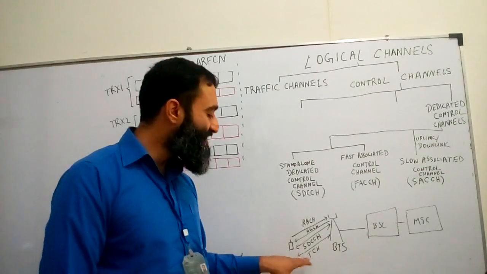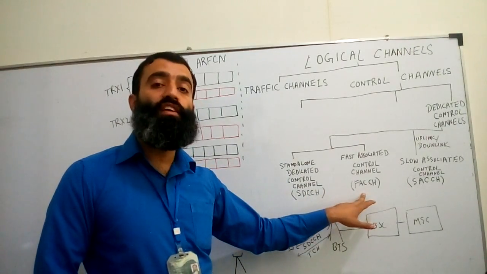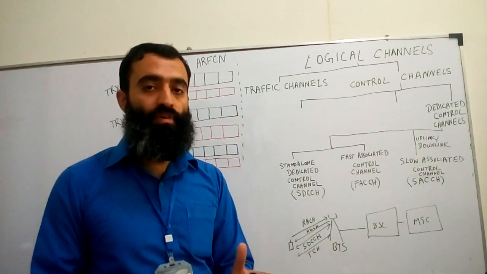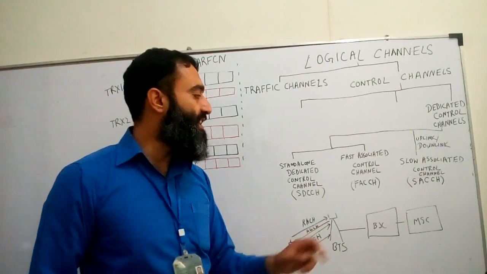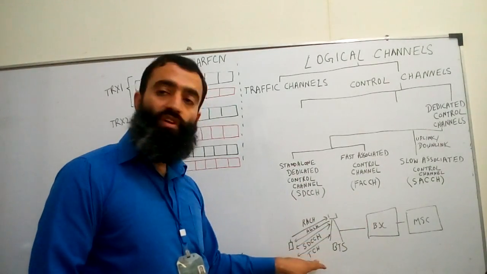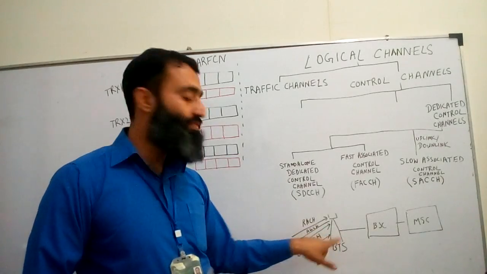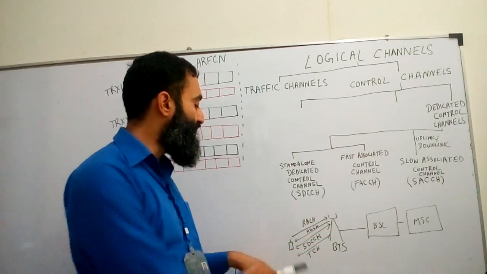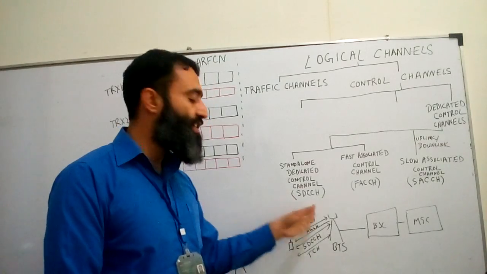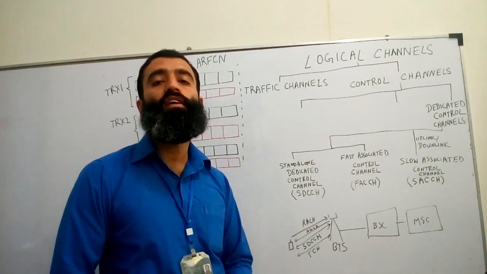So, what will happen is that this TCH channel will temporarily change to the fast associated control channel. This means that your normal voice communication will stop, and the TCH channel that was carrying that voice communication will now convert to the fast associated control channel. Over this fast associated control channel, this BTS will inform the mobile station at the proper time to switch over to the other BTS and disconnect from this BTS, and that's how the handover procedure will be completed.